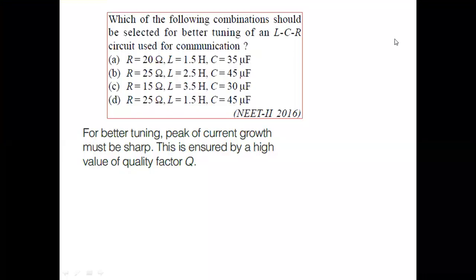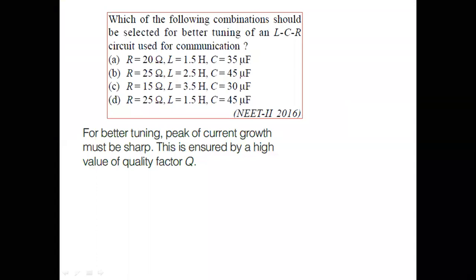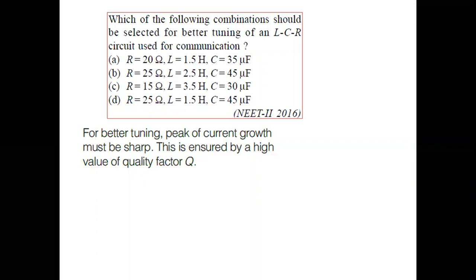Next question: which of the following combinations of R, L, C values, there are 4 combinations, should be selected for better tuning of an LCR circuit used for communication? For better tuning, I discussed the quality factor. I hope you remember the quality factor is given by XL upon R or XC upon R or resonant frequency divided by bandwidth.